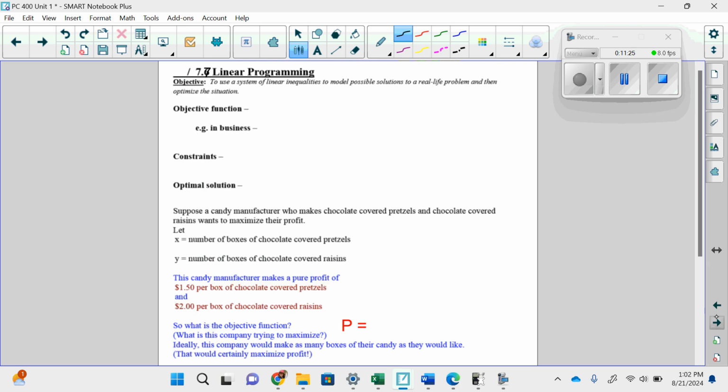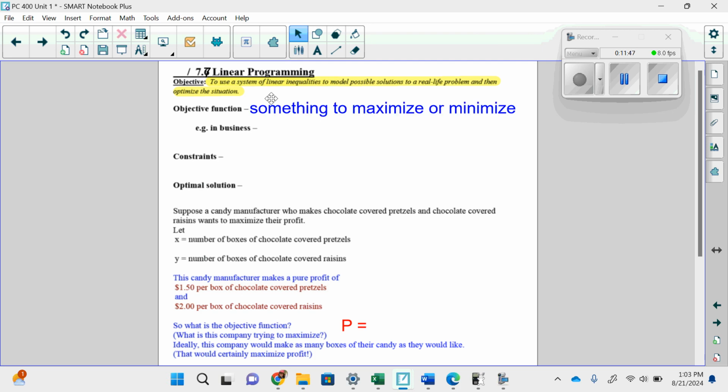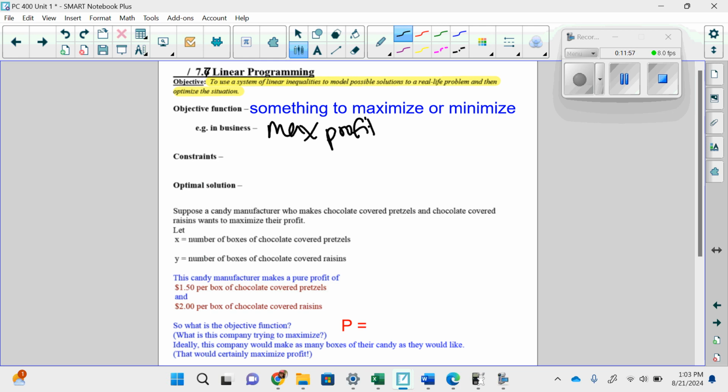So let's take a look at that. Linear programming: the objective with this lesson is to use a system of linear inequalities to model possible solutions to a real-life problem like we did, but then optimize the situation. So our objective function is something to maximize or minimize. So for example, maybe we're talking about maximizing profit or maybe minimizing cost.